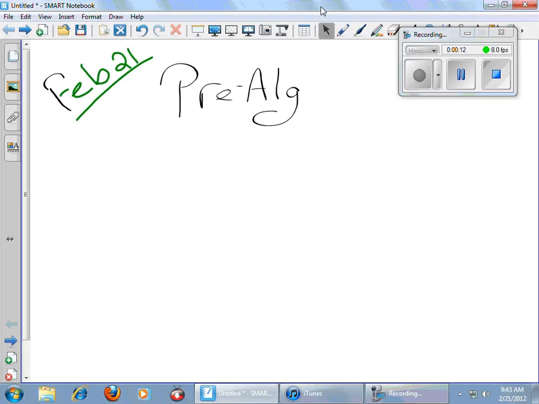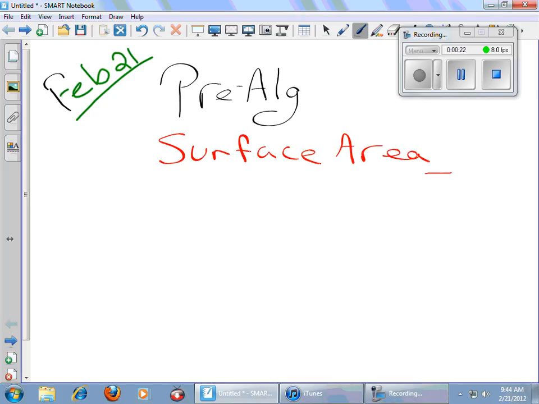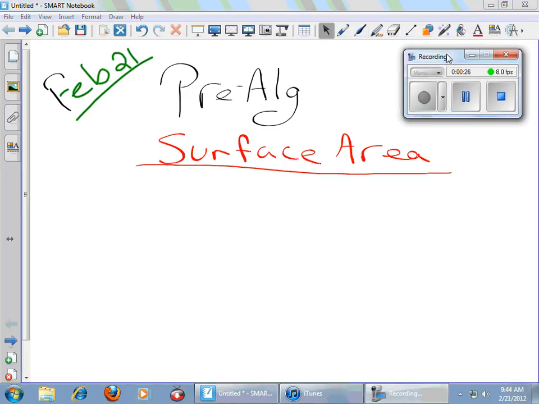All right, we've been talking about volume and surface area. Now, today we're going to focus mainly on surface area. Surface area. We got some bugaboos going on with my smart board. All right, hopefully they don't continue. Surface area is nothing more than the area of the surface.